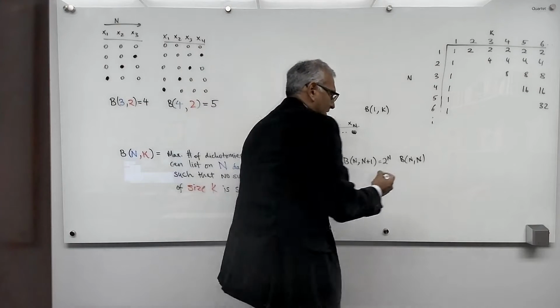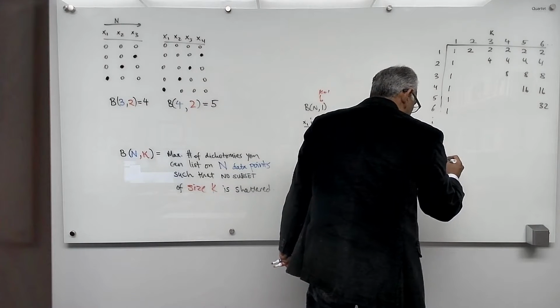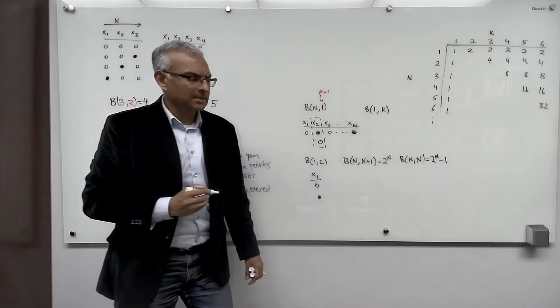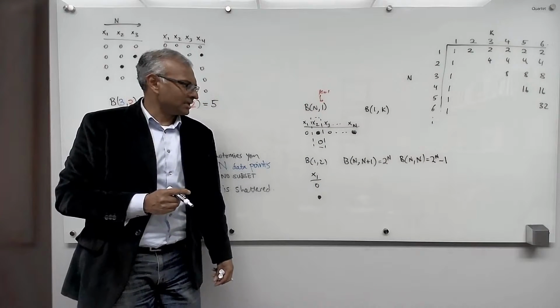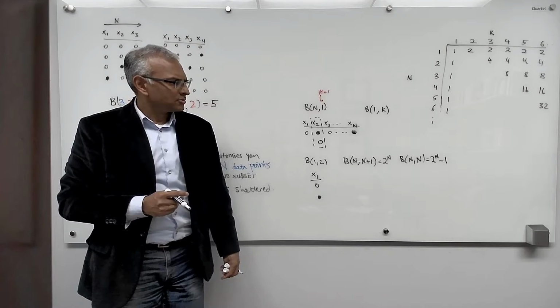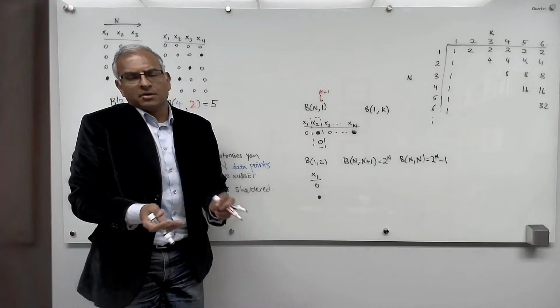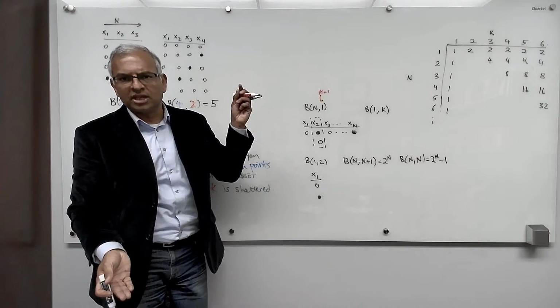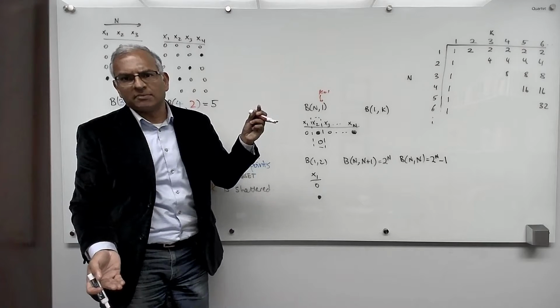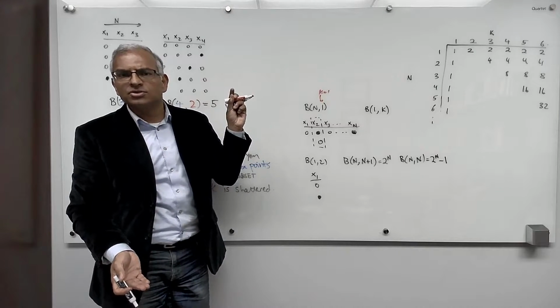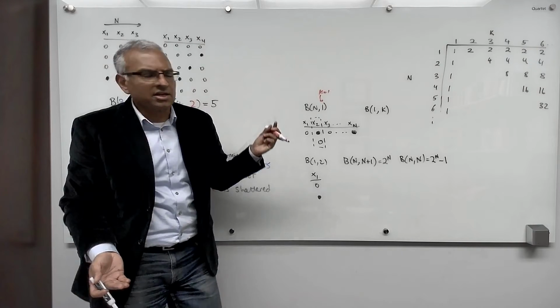So B of n is exactly 2 to the n minus 1. It's the number of dichotomies you can list on n points so that the points themselves are not shattered. If you shatter the points, you've listed all 2 to the n dichotomies, and if you're not going to shatter them, then you have to list at most 2 to the n minus 1, and you won't shatter any subset of size n.